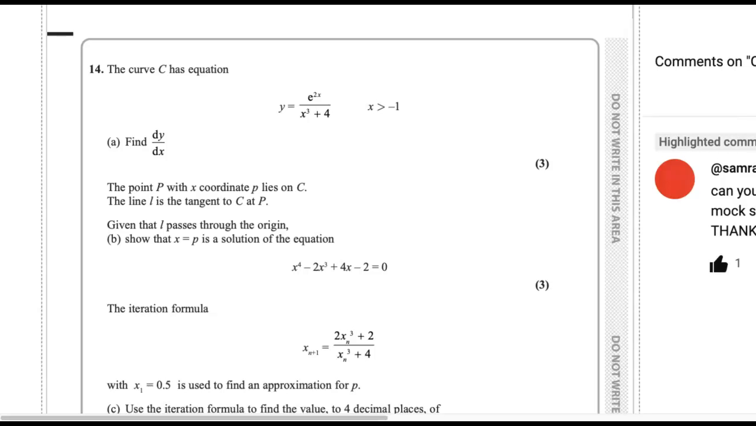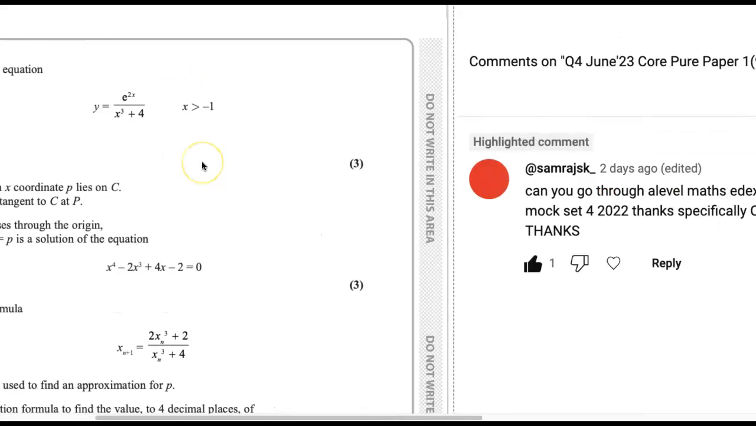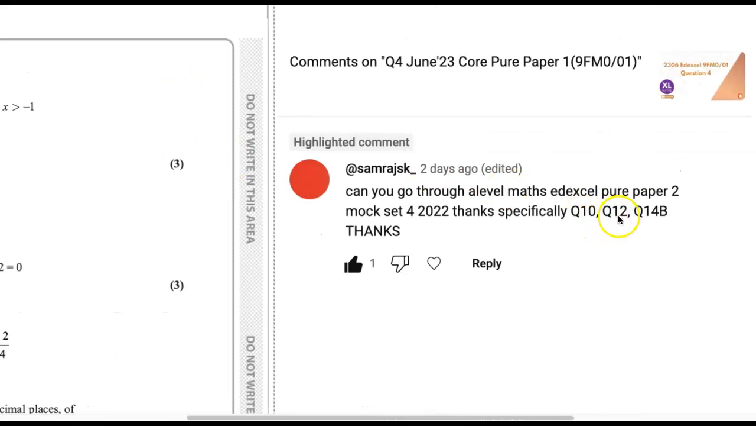Hello everyone. Here is the last question asked by Samraj. There were 3 questions, question number 10, 12 and 14b. So obviously I'm going to be solving the whole of the question here.